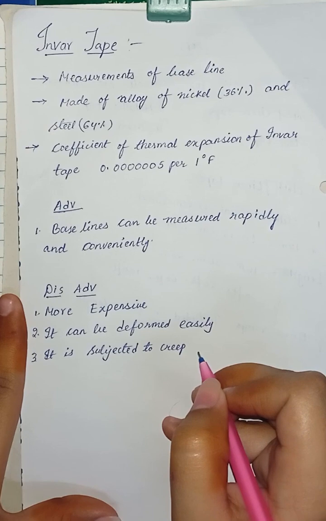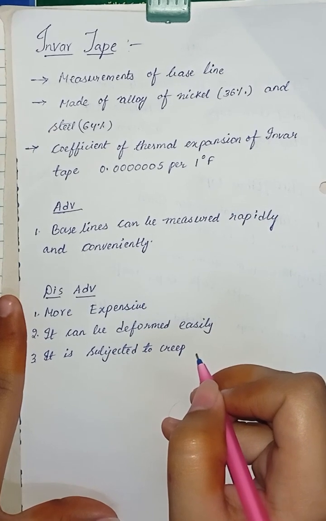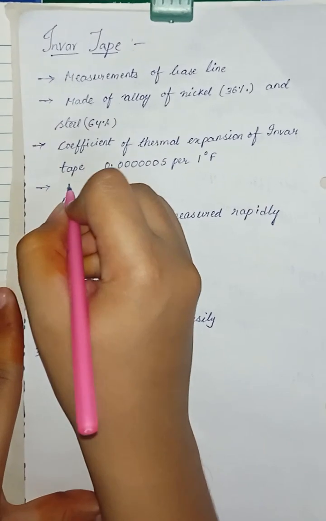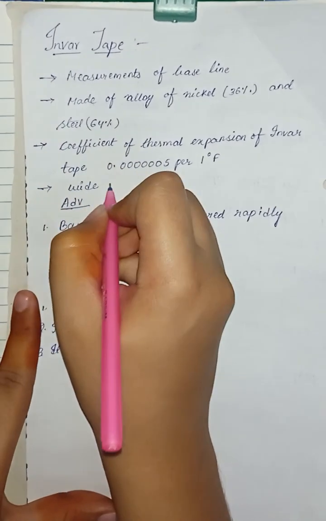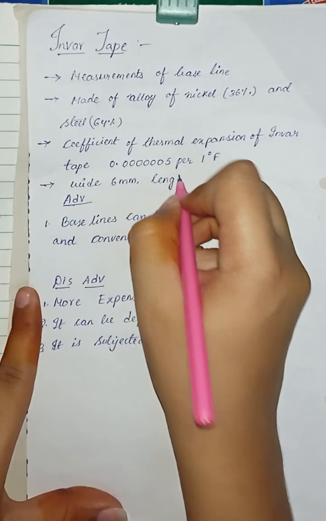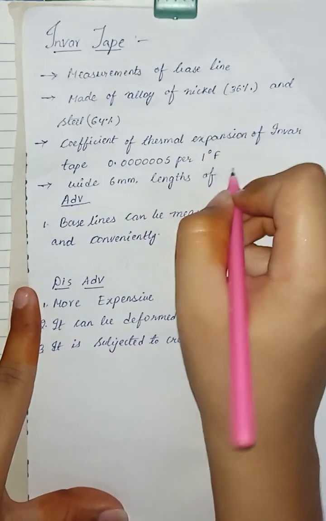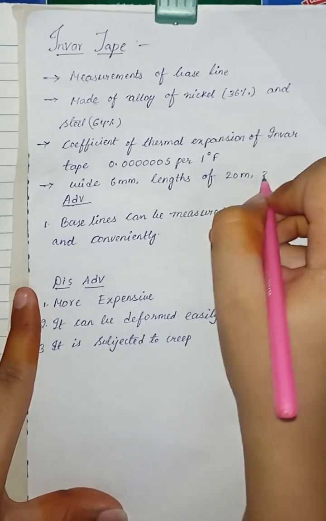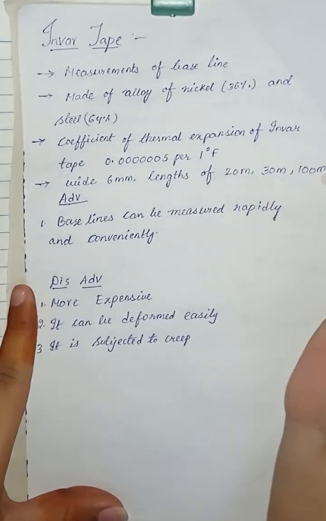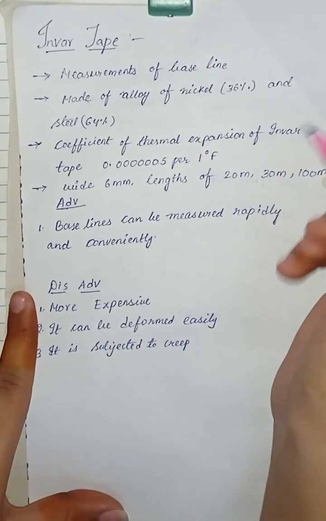The Invar tapes are normally 6 mm wide and are available in lengths of 20, 30 and 100 meters. What is the width of Invar tape? The Invar tape is 6 mm wide and these are available in lengths of 20 meters, 30 meters and 100 meters. So this is about Invar tape.